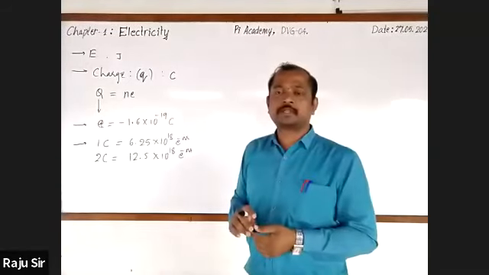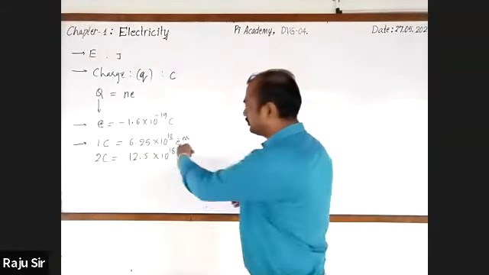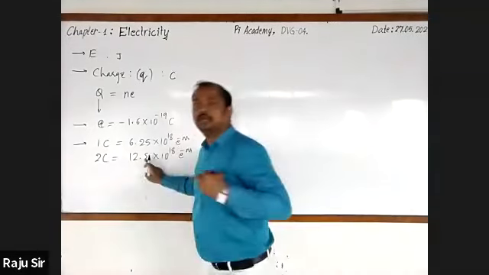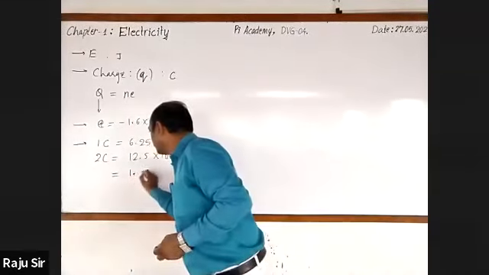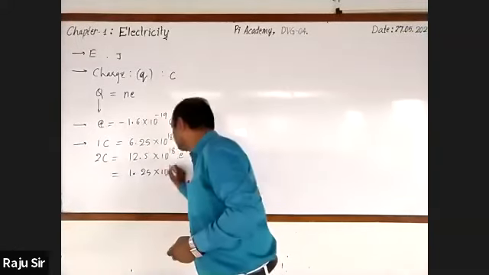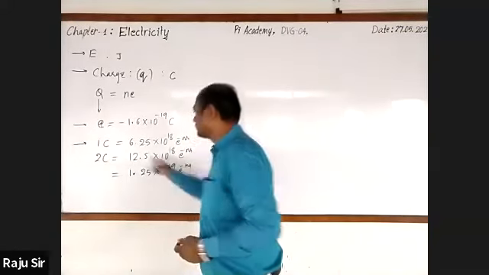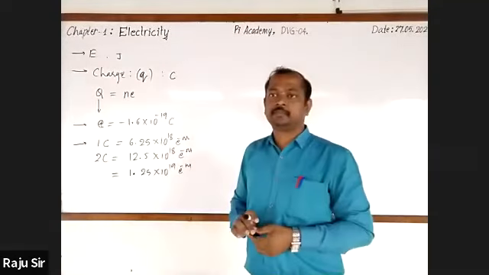As it is to be expressed in scientific notation, this part should be less than 10. Hence, it can be written as 1.25 into 10 raised to the power 19 electrons. Both are one and the same.